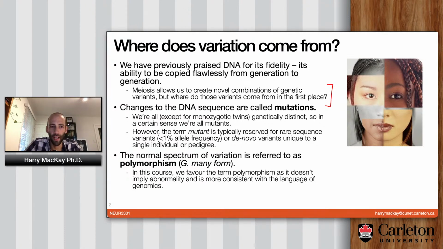What's more relevant to us, though, is the normal spectrum of variation, which you would call polymorphism. This is Greek for many form. Many is poly, and morph means form, so it just is many form.